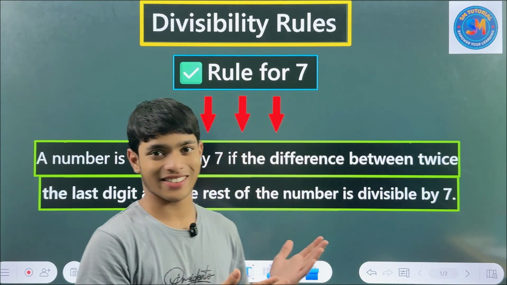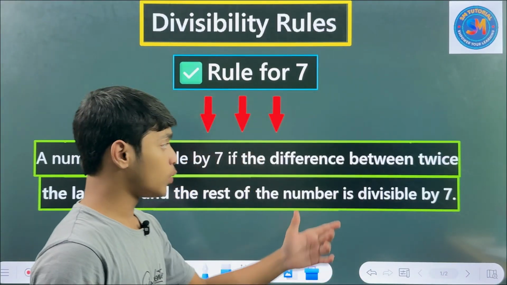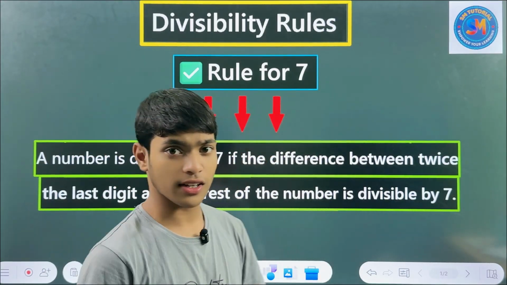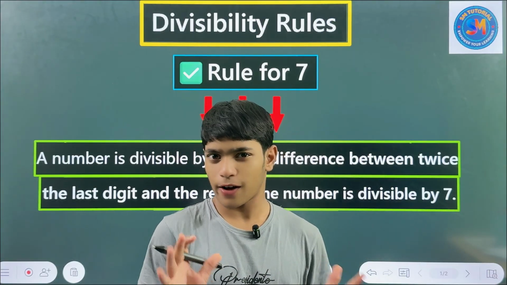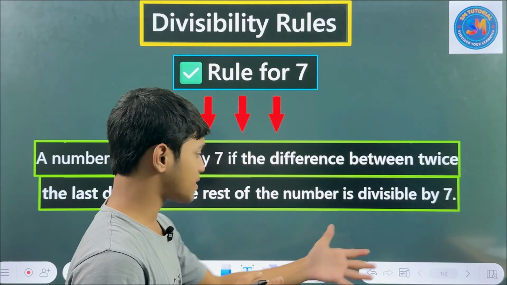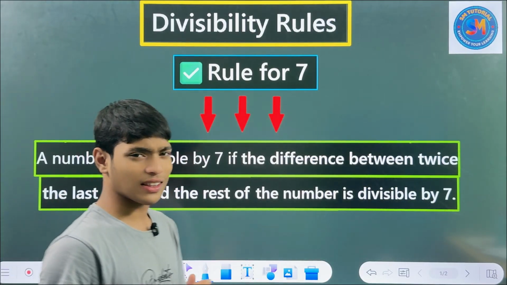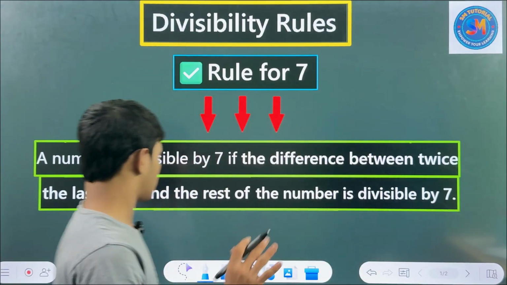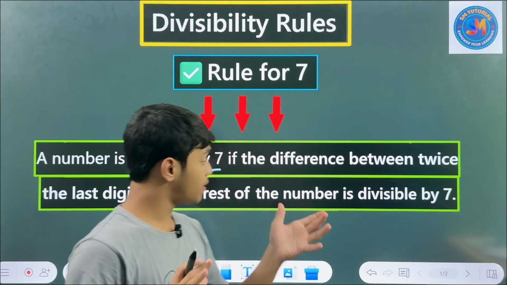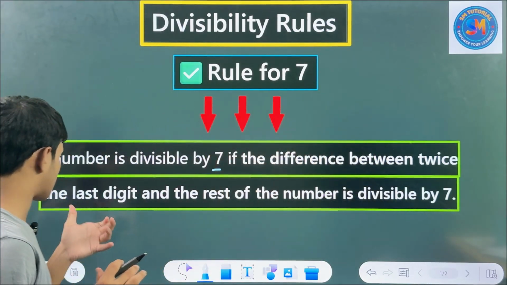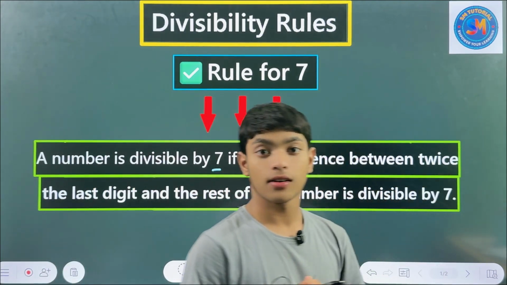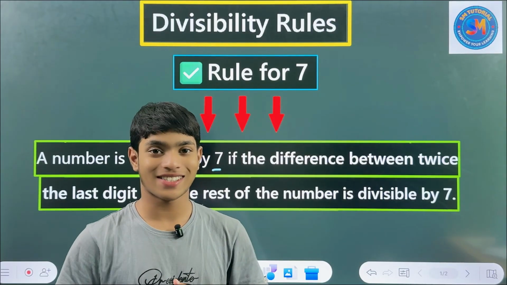Okay, so let's get started. This time we will learn only the divisibility rule for 7. Of course this is a little tricky, and you have to know it very well. It is a little different from the others. Let's read it first. A number is divisible by 7 if the difference between twice the last digit and the rest of the number is divisible by 7. So what did you understand?